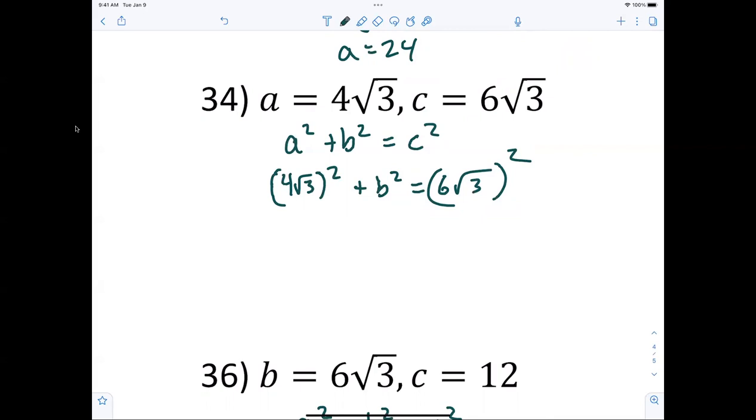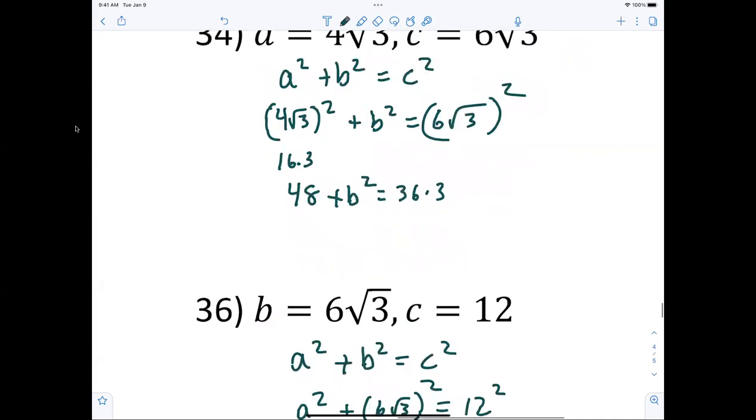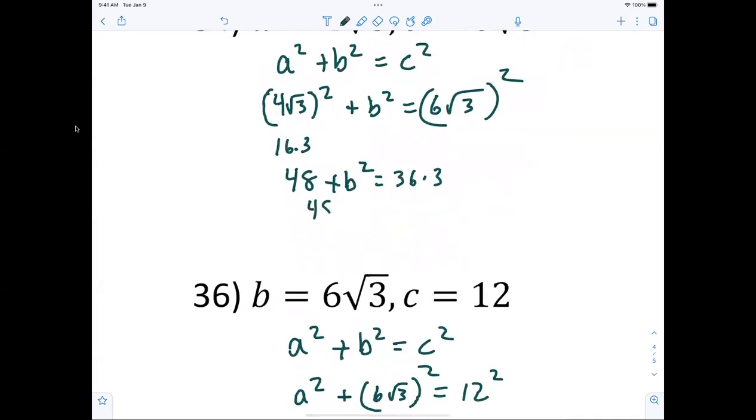What's 4 radical 3 squared? 16. Yes, very nice. 16 times 3 is 48, plus B squared. What's 6 squared? Radical 3 squared. Good. So now 48 plus B squared equals 108.